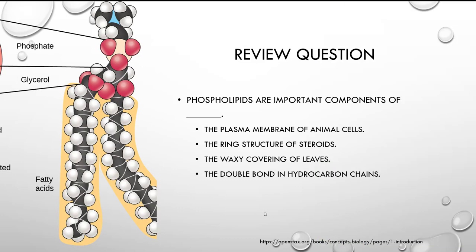Here's another review question. Phospholipids are important components of, is it the plasma membrane of animal cells, the ring structure of steroids, the waxy covering of leaves, or the double bond in hydrocarbon chains? If you chose the plasma membrane of animal cells, I would agree with you. Well, and plant cells, right? Of any cell. Here we have our phospholipid that makes up our plasma membrane.